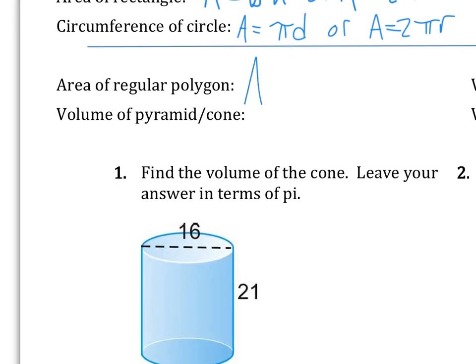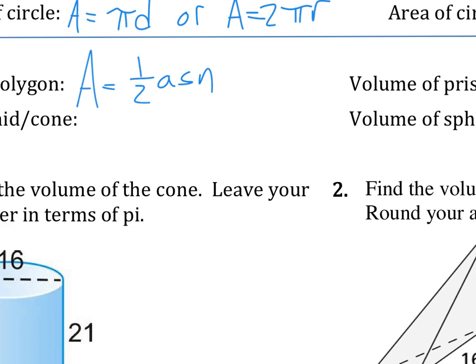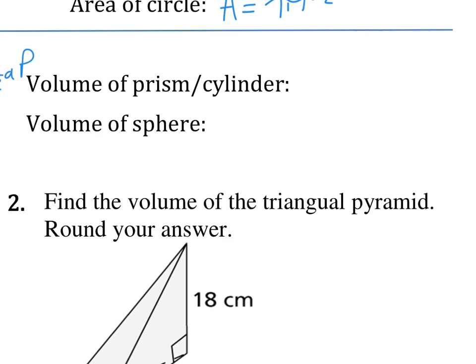Now the new stuff we've learned. Regular polygon area is 1/2 times the apothem times the side times the number of sides. Or, we haven't used this much, but sometimes you'll see apothem times perimeter.